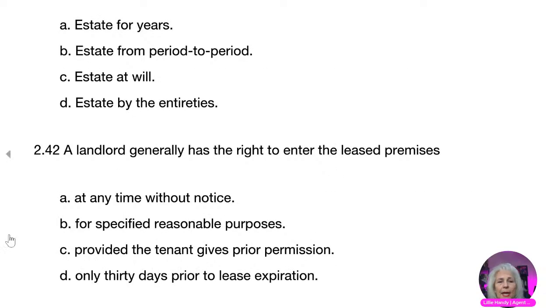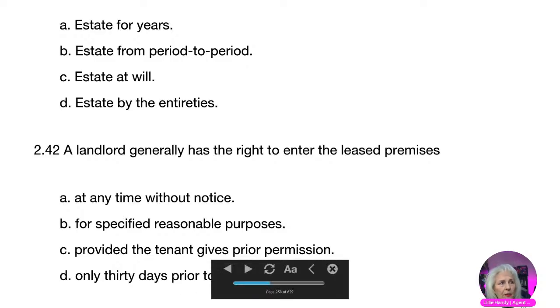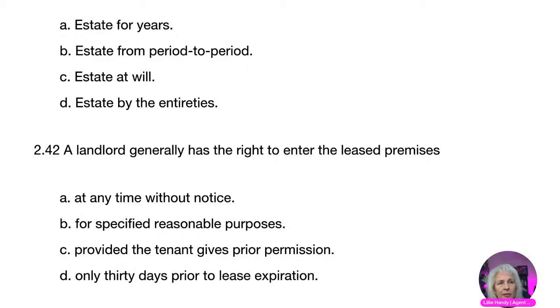Okay, 42. A landlord generally has the right to enter the leased premises. How and when? A, at any time without notice. B, for specified reasonable purposes. C, provided the tenant gives prior permission. Or D, only 30 days prior to lease expiration. So what do you think is a landlord's right to enter a leased property? So you own the property, you're leasing. What are your rights to go into the property?